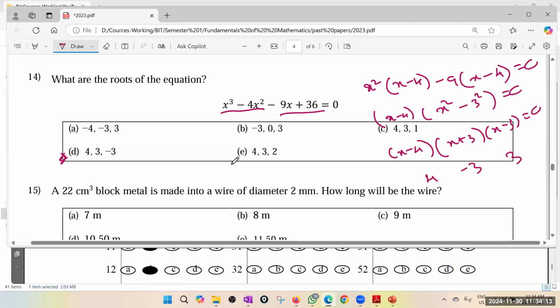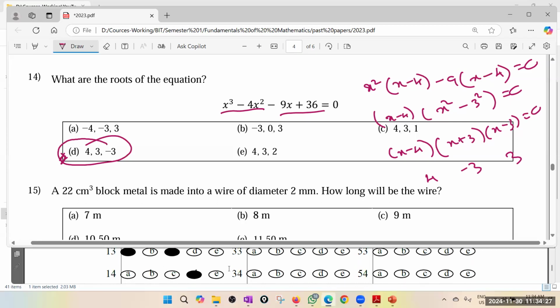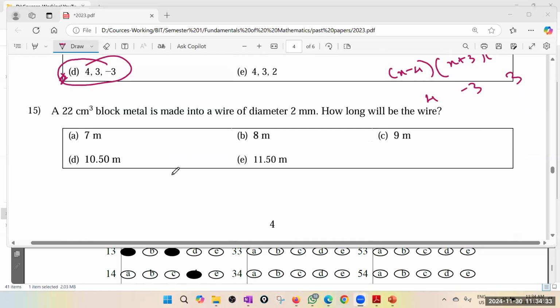So the possible answers for me are 4, minus 3 and plus 3. Right? So I'll go for D. 14, yes, the answer is D. All of you guys have got D as well. Right, 15th question.